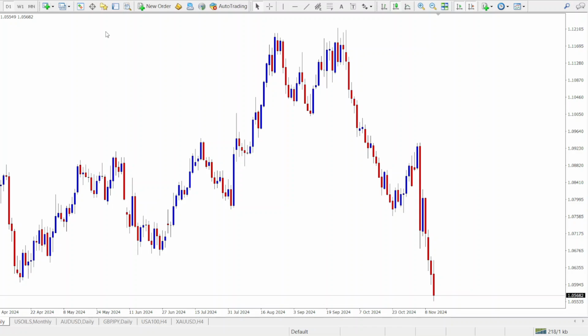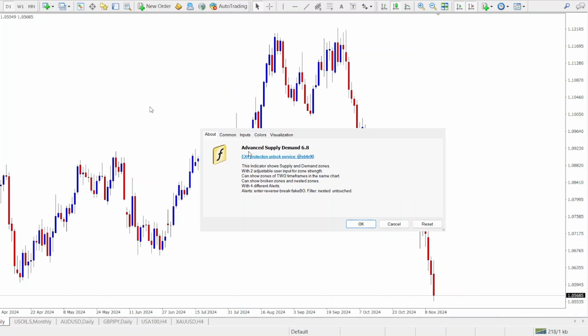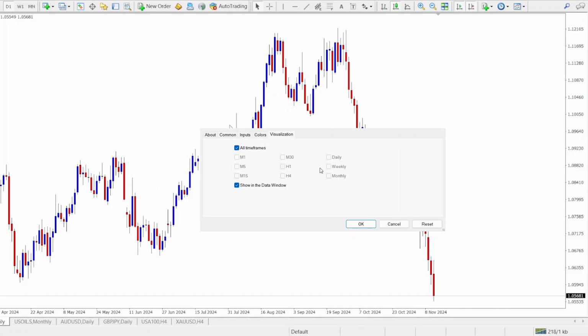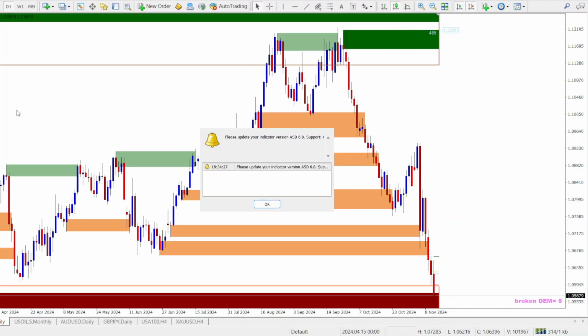So owing to the fact that this is a custom indicator, you will need to download it from a reputable source and then you add it to your indicators folder for your platform. All right, this is the MetaTrader 4 platform. All right, so here is the advanced supply demand indicator. I already downloaded it from a reputable source online and I have added it to the chart right away.